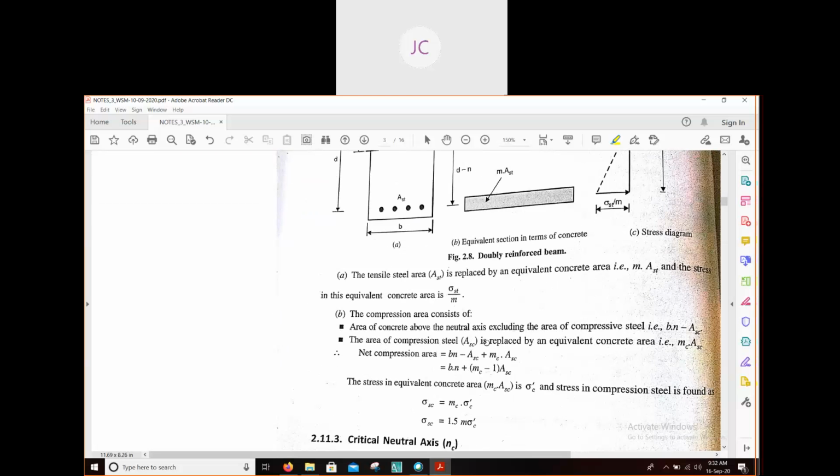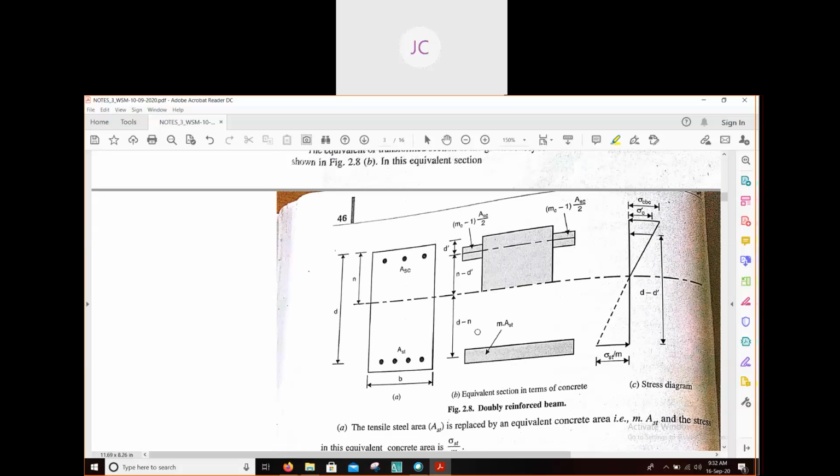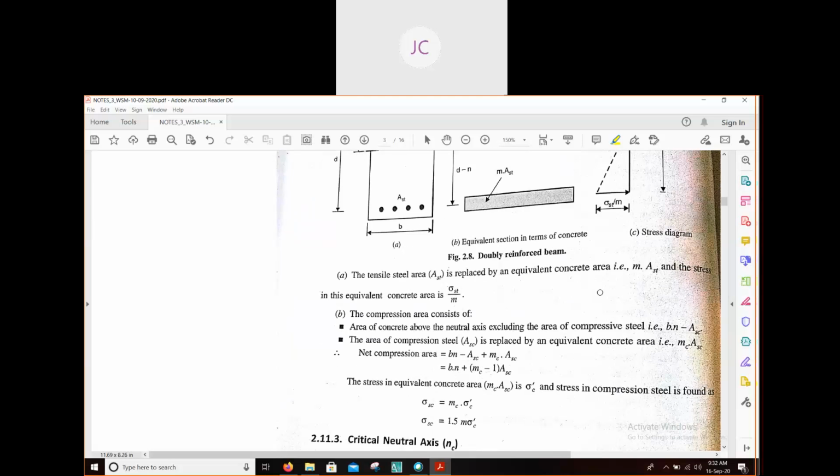Next, the area of compression steel ASC is replaced by an equivalent concrete area. So the concept is that we have to replace this area of steel by an equivalent amount of concrete. For doing that, we only have to multiply this value by the modular ratio. You can see here the modular ratio of that steel is MC. So MC into ASC will convert the area of steel into an equivalent amount of concrete.